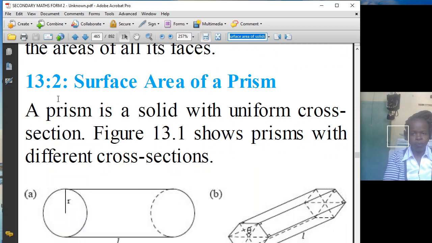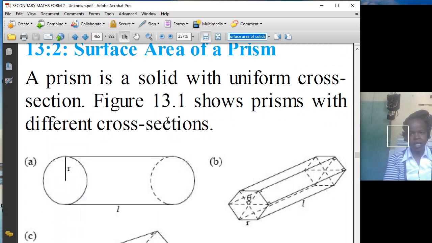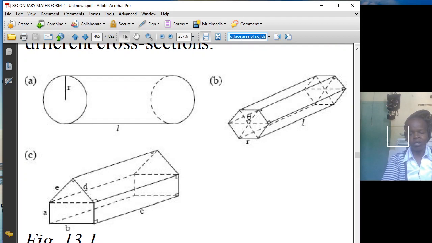The first part of that topic is the surface area of a prism, and you need to understand what a prism is. A prism is a solid with a uniform cross-section. Examples of prisms: we have a cylinder having a circular cross-section. This circular end is uniform to the other end. Then we have another example, a hexagonal prism, which has a polygonal end, a hexagon. This part is the same as the one on the other end. It is a uniform cross-section.